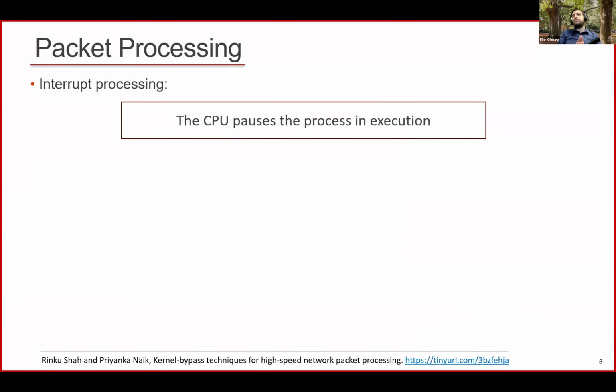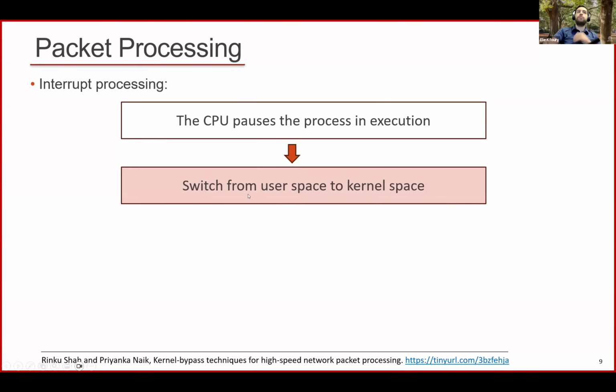When this interrupt happens, the CPU that is busy running some process in the user space is going to be paused. And then we're going to switch from the user space to the kernel space. So we will do here a context switch. And this operation is costly, so it takes some time to perform.